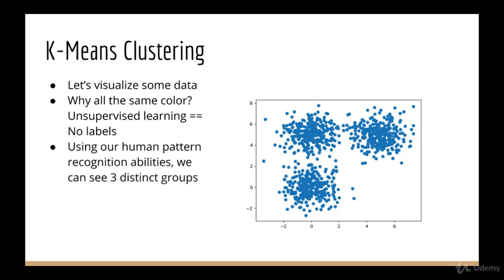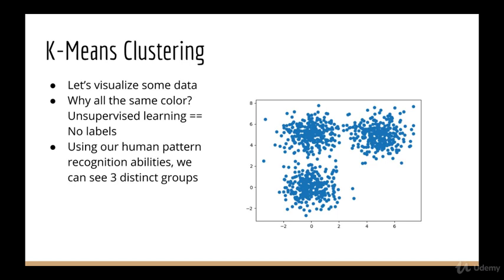Well, our human pattern recognition abilities allow us to immediately see that there appear to be three groups of data here. In other words, we don't need the data set to tell us that these three groups are distinct. Our own pattern recognition abilities allow us to see this very clearly. That's what we mean by unsupervised learning. It's unsupervised because nobody needs to tell us the answer.